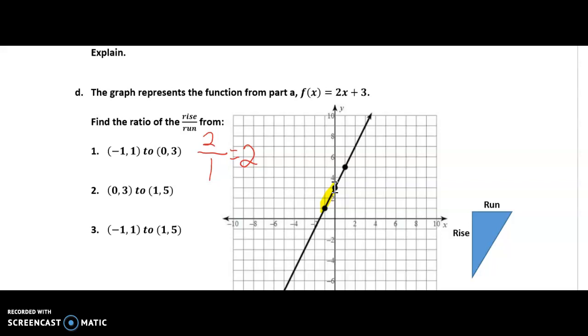Now we're going to do the same thing here with the point 0, comma 3 to 1, comma 5. Again, doing the rise-run ratio, from 0, 3 to 1, 5, we're going to rise up 2 and then run 1 to the right to get to the point 1, comma 5. So again, the same rise-run ratio for 0, 3 to 1, comma 5.